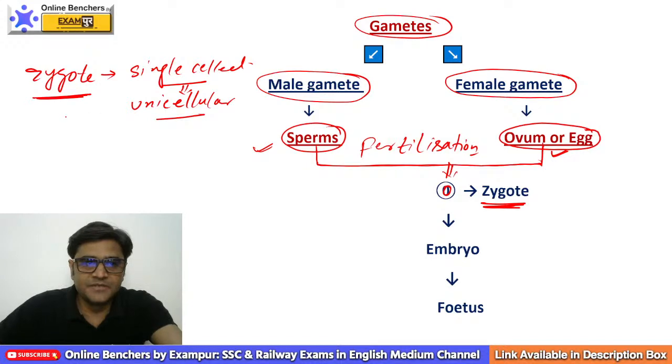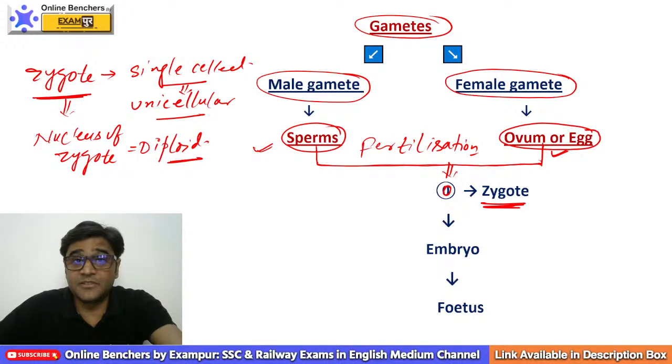But if the question is nucleus of zygote is, your answer should be diploid. Nucleus of zygote is diploid. What does it mean? Zygote is a unicellular structure or a single celled structure, but nucleus of zygote is diploid.